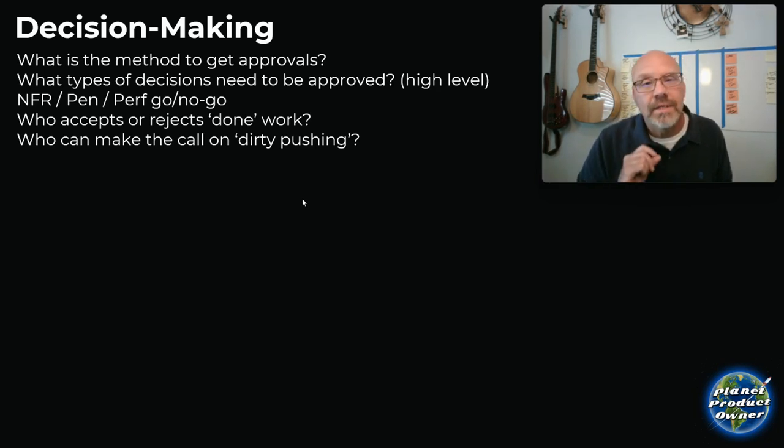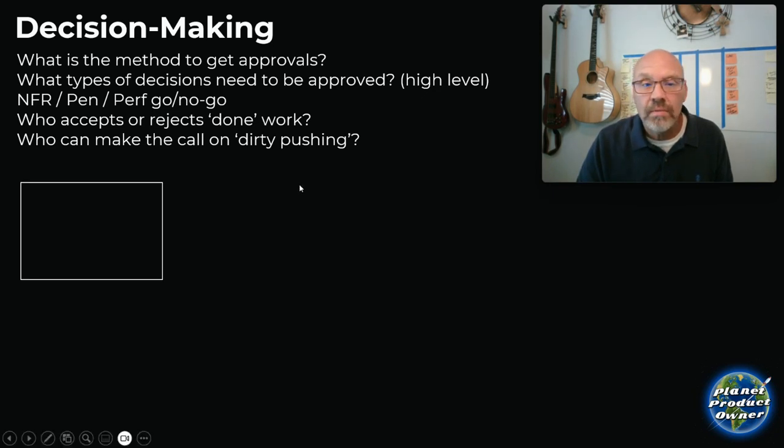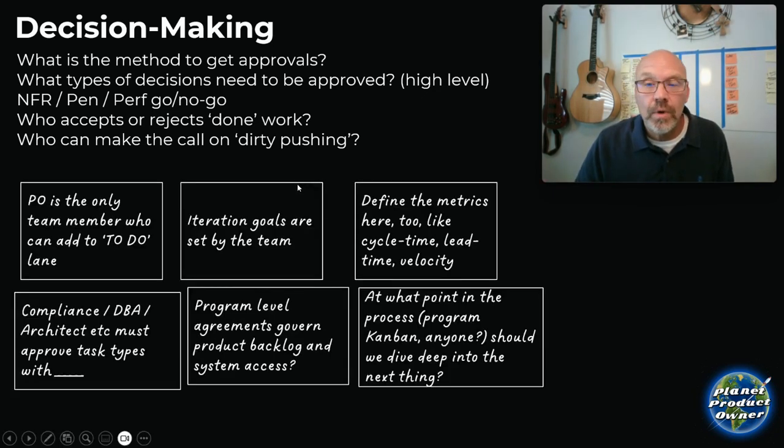So these are the kinds of things about decision making that we need to make sure that we're documenting in our working agreements as a team. Now, NFRs, perf and pen, those are other considerations. Go, no go, who makes that call, right? Who accepts or rejects the work? Leaders, if you're listening to this, I hope it's your product owner. Product owner, I hope it's you.